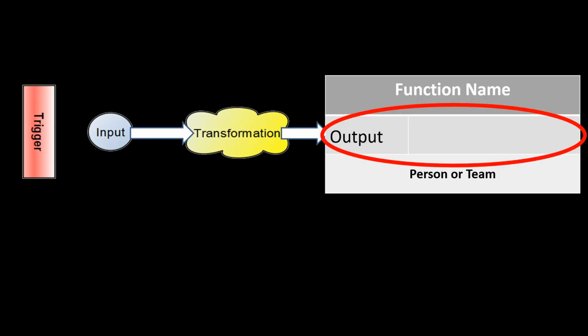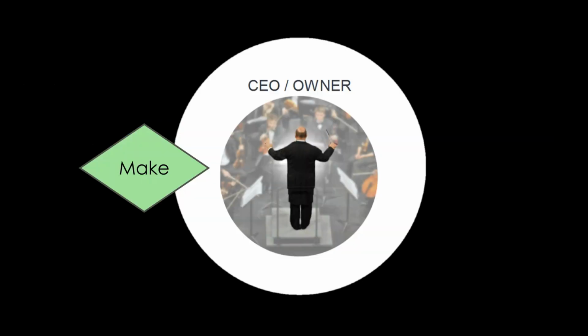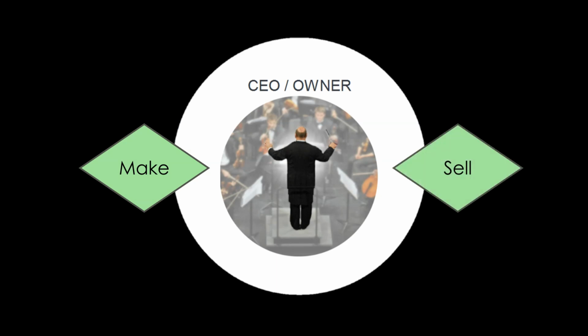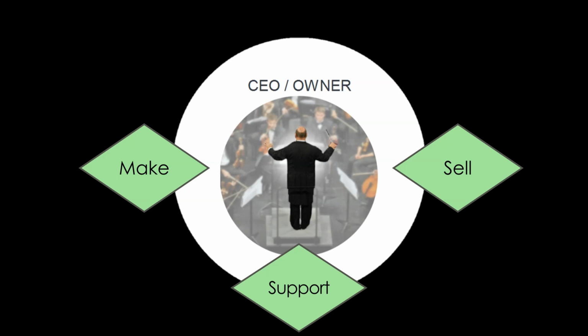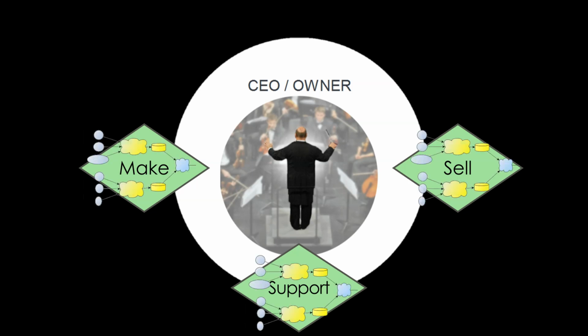Start by defining the outputs in detail. At the highest level, there's only 3 outputs that every company needs to survive. You need to make something people want to buy. The company has to find those people and sell to them. And you have to support the making and the selling. That's things like collecting money, paying the bills, keeping lights on, hiring people, staying in compliance, all that kind of overhead stuff. As you've probably guessed by now, these are all functions.